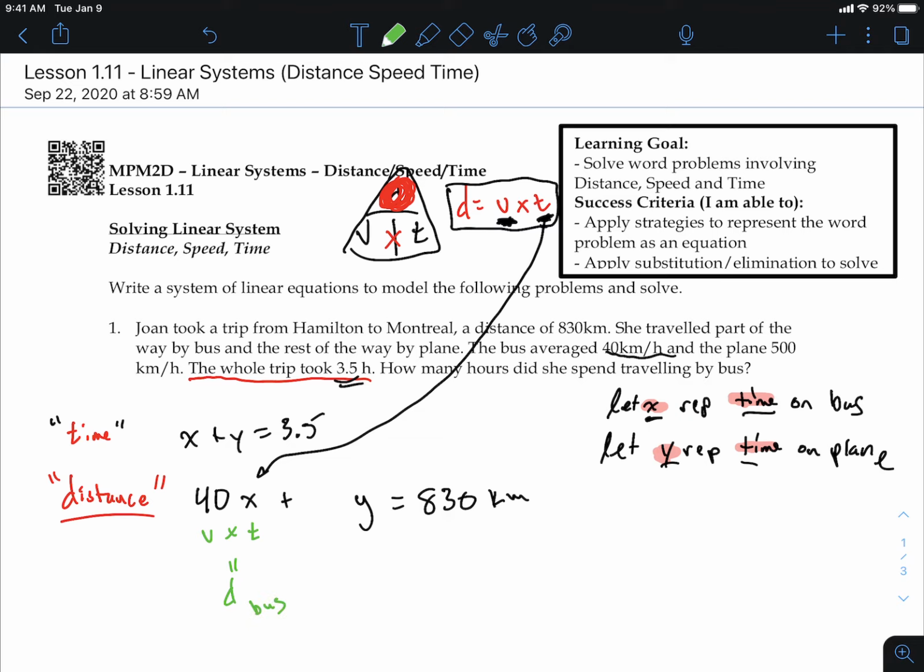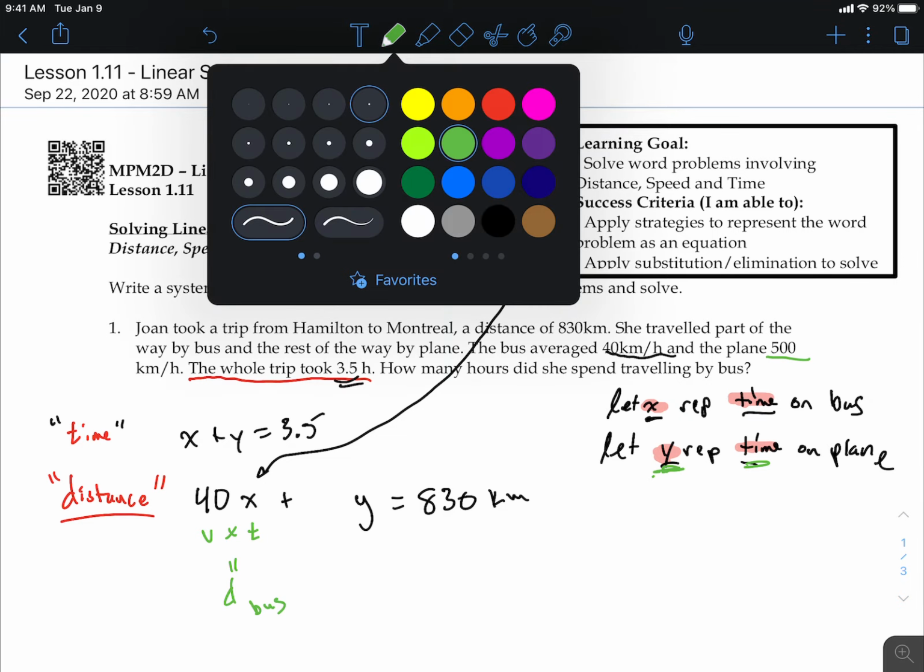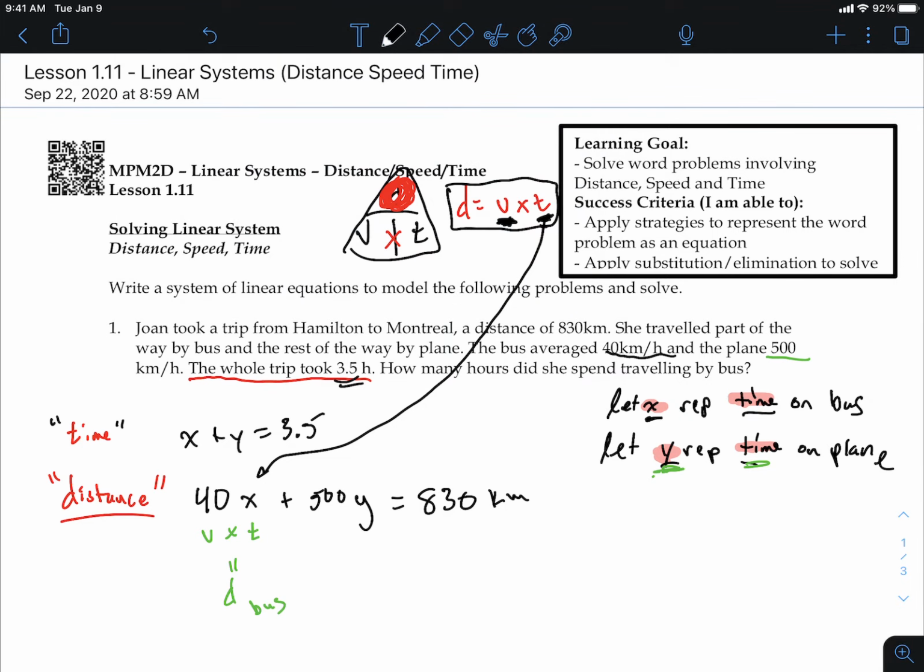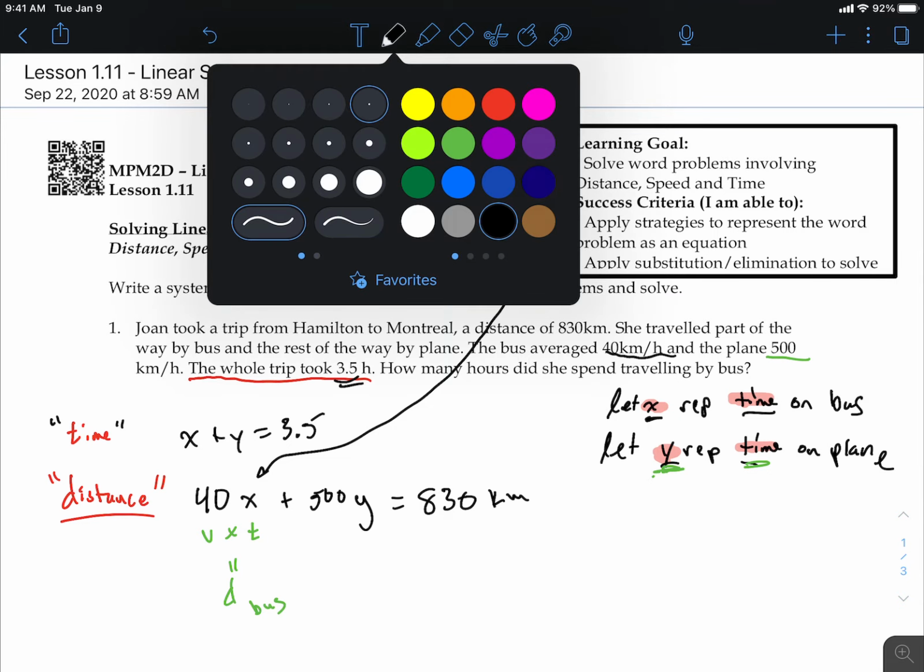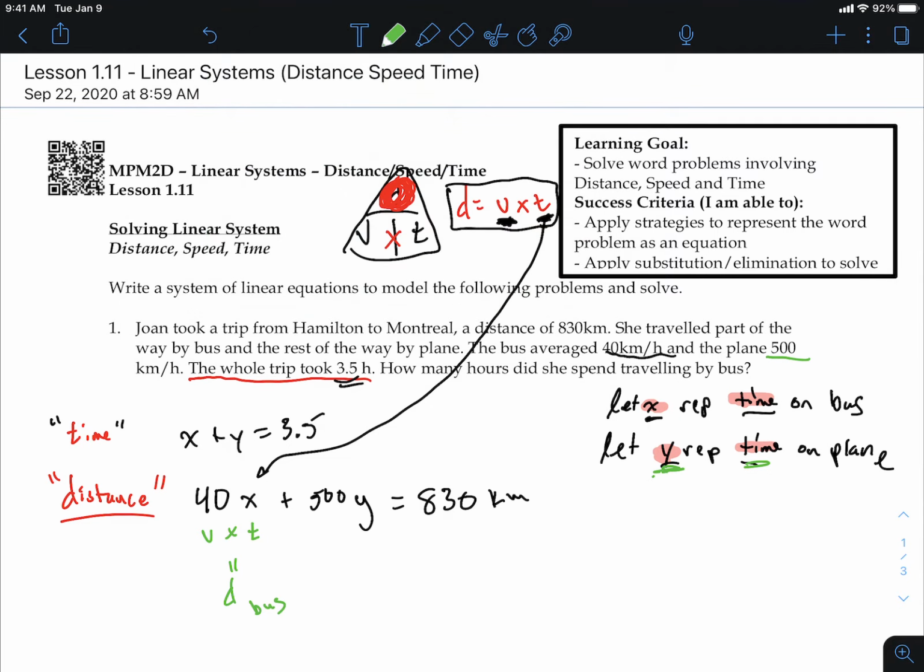And then the second one, same thing. Y represents the time on the plane. Well, the plane was traveling 500 kilometers an hour. So you're just going to slot the 500 in here, right? And then your end product is just the distance on the bus plus the distance on the plane has to equal the total distance.